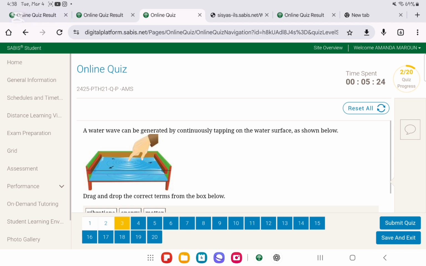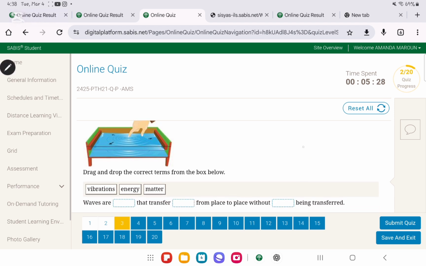A water wave can be generated by continuously tapping on water surface as shown below. Drag and drop the correct terms from the box below. What you need to know is that waves are vibrations. I don't know if your teacher did the slinky, which is the spring, okay? But like a spring, it is just a big amount of vibration. So waves are vibrations that transfer what? They transfer energy without moving matter.